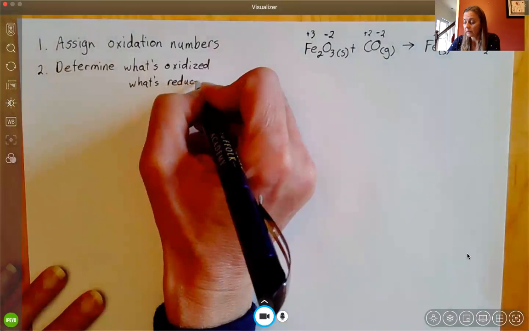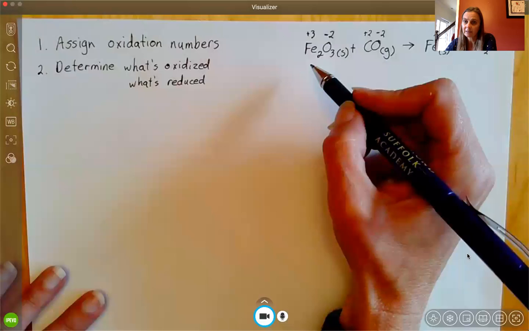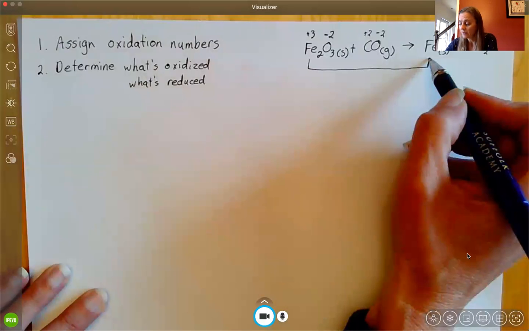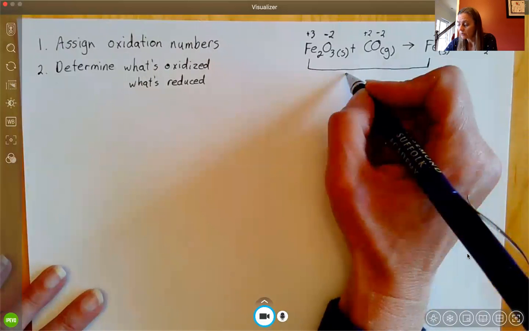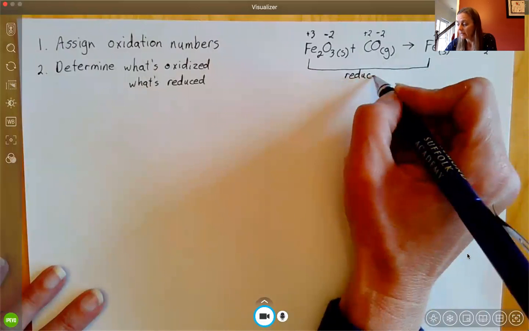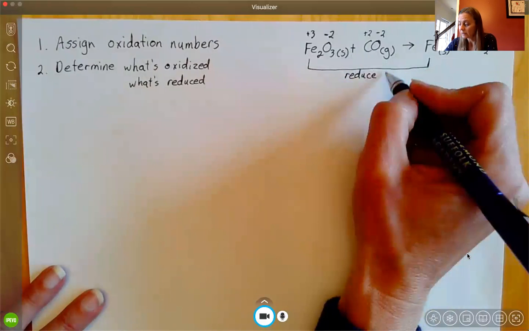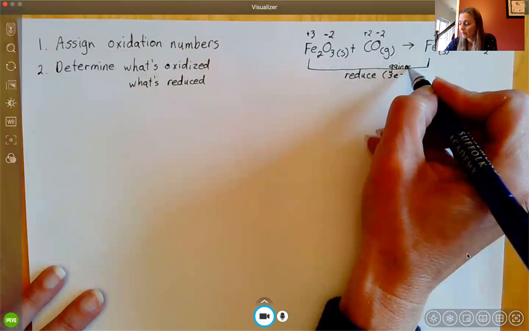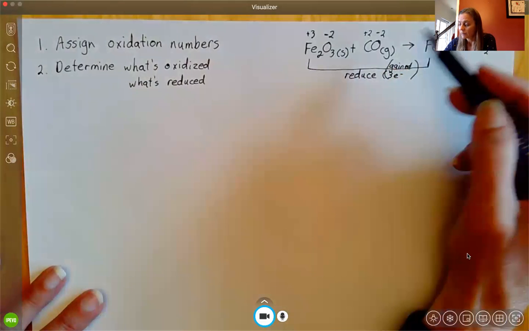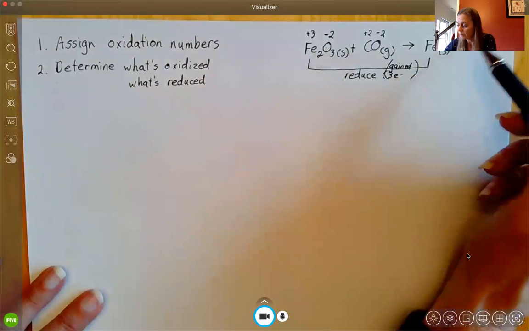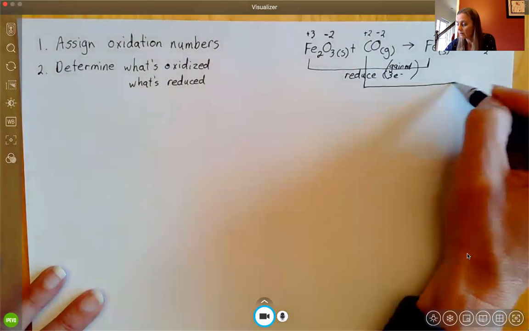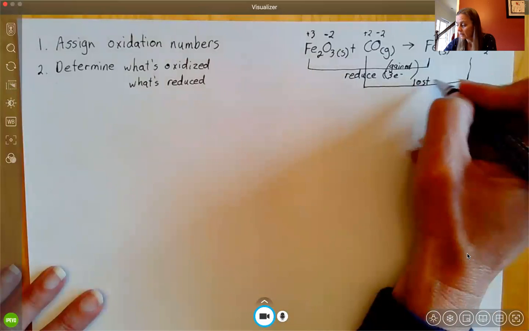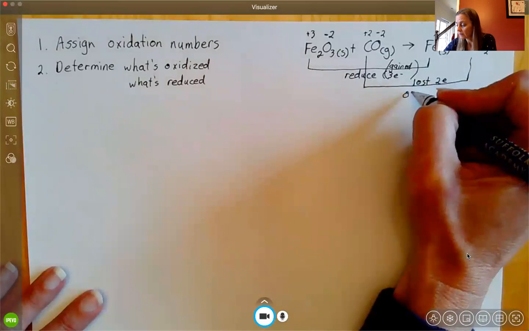I'm going to look at oxidation numbers, and I'm going to recognize that anytime the oxidation number goes down, that's because it gained electrons. So we now know that the iron is reduced, and we can see that each iron gained 3 electrons. And we can see that carbon went from +2 to +4, which means that it lost electrons. Each carbon lost 2 electrons, and so it was oxidized.